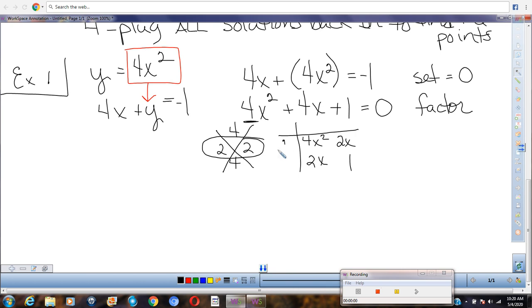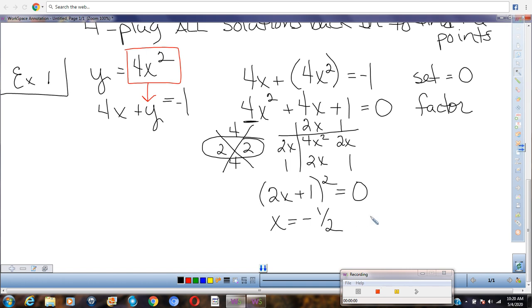Undistributing out of the first one, we get 2x. Undistributing out of the bottom one, we get a positive 1. Up and down, undistributing, we get 2x. And of course, positive 1. So you'll notice this factor is 2x plus 1. And technically it's squared. We're going to set those factors equal to 0. If we set that equal to 0 and solve, we end up with x equaling, subtracting 1 to the other side and dividing by 2, a negative 1/2.